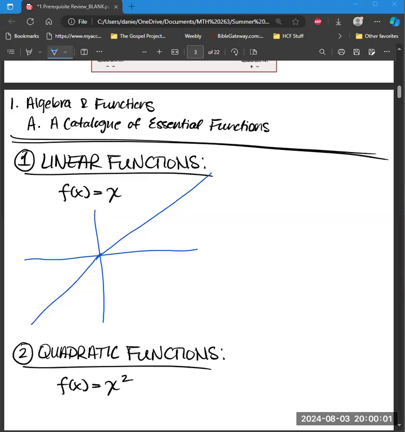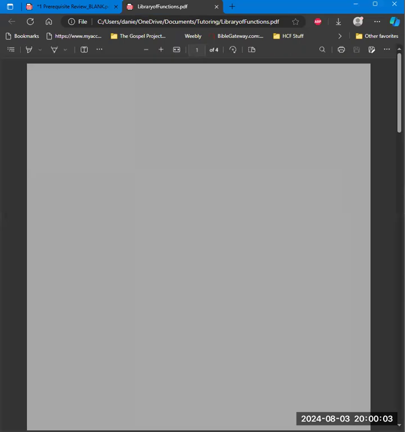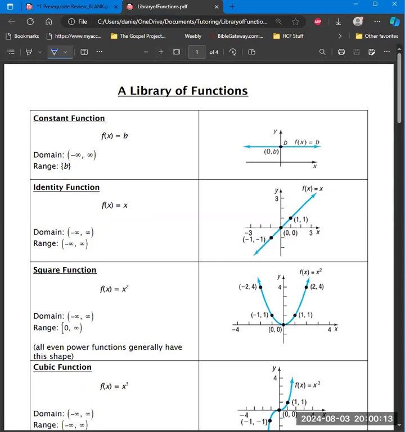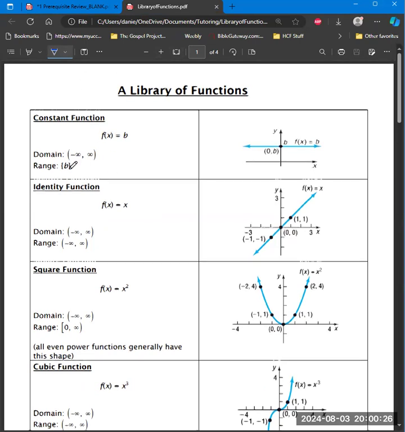Here it is. Excellent. So here's the library of functions that we're going to talk about. Our first one is going to be the constant function here, which is going to be f of x equals b, and it goes to the point (0, b), and it has a slope of 0. Its domain is negative infinity to infinity, and its range is just the set {b}.